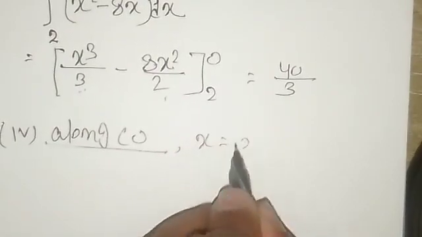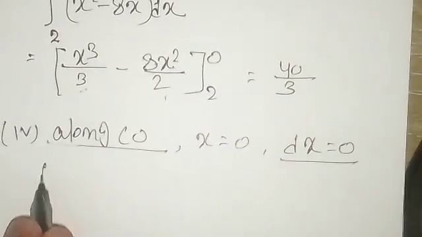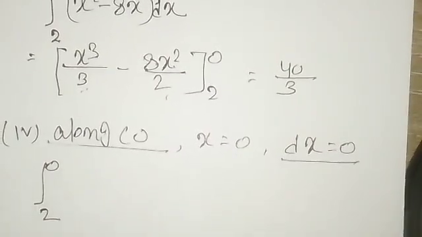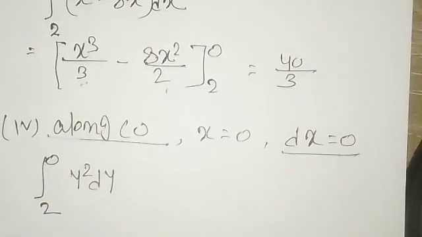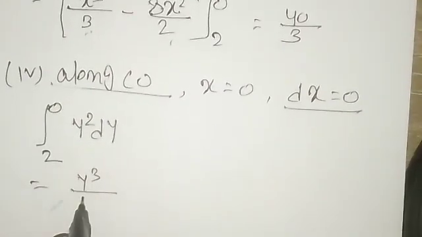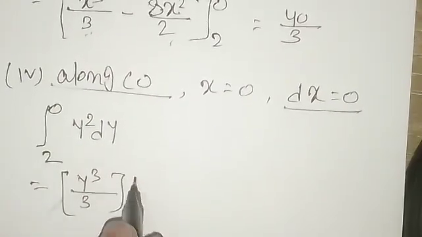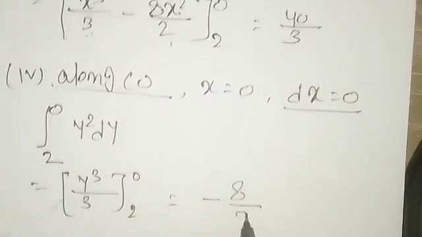That is x is equal to 0, so you have dx is equal to also 0, right? So the evaluation you have to do only 2 to 0, right? And this is what y square dy. Why? Because whatever the x is there, that will become 0, and dx is also 0, so the first term m dx is 0, right? So now y square, this integration is nothing but y cube by 3, limit from 2 to 0, right? So this is 0 minus 8 by 3, which is minus 8 by 3, right?